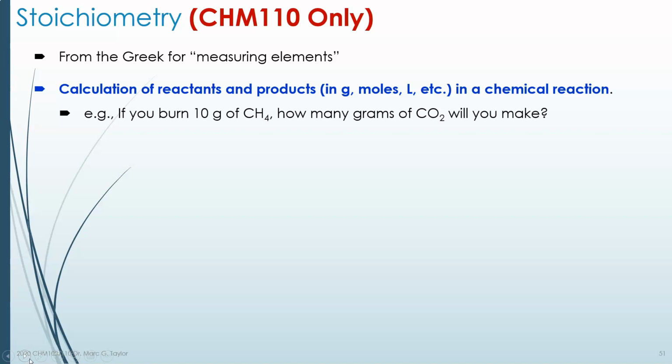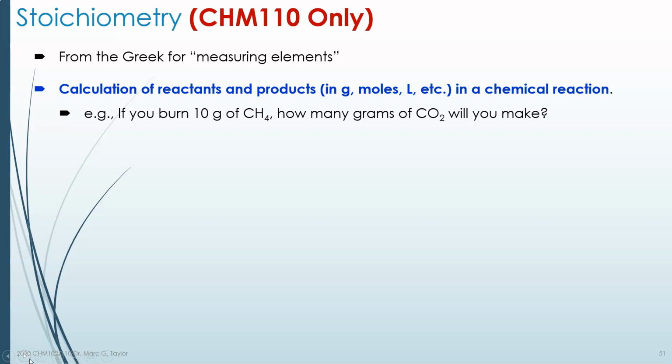So here's an example of a typical stoichiometry problem. If you burn 10 grams of CH4, which you learned from nomenclature would be called carbon tetrahydride, but the true name for this compound is methane.